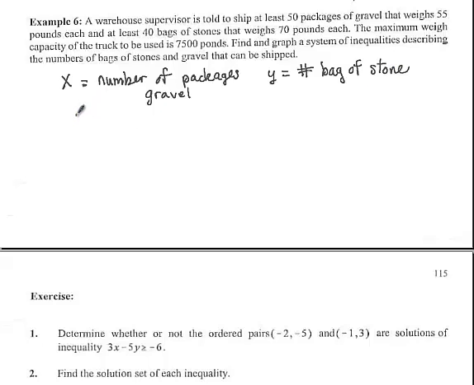Okay, X, as far as the supervisor is concerned, has to be at least 50, so it's either going to be 50 exactly or more, so X is greater than or equal to 50. And then Y, at least 40 bags, so Y is related to 40, and it has to be more than 40 or equal to 40. So here are two of our inequalities.